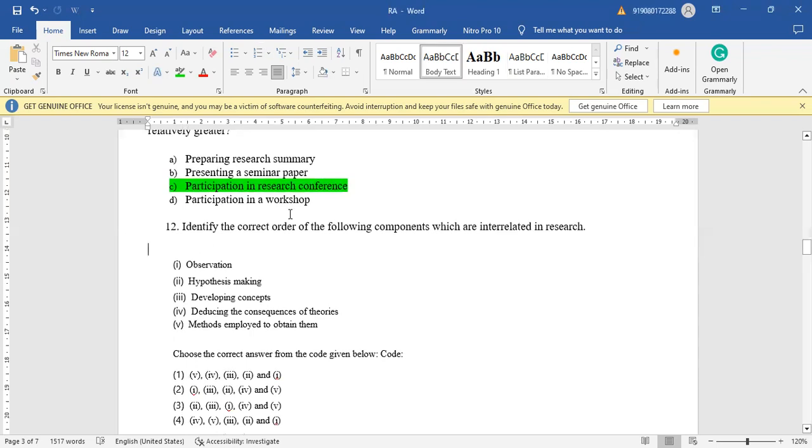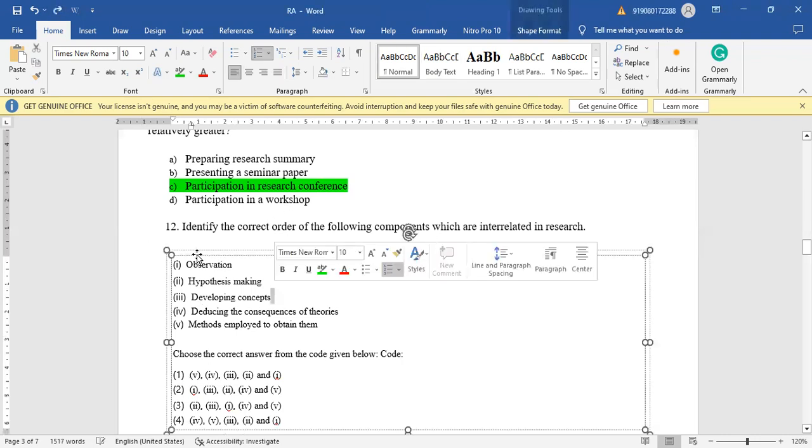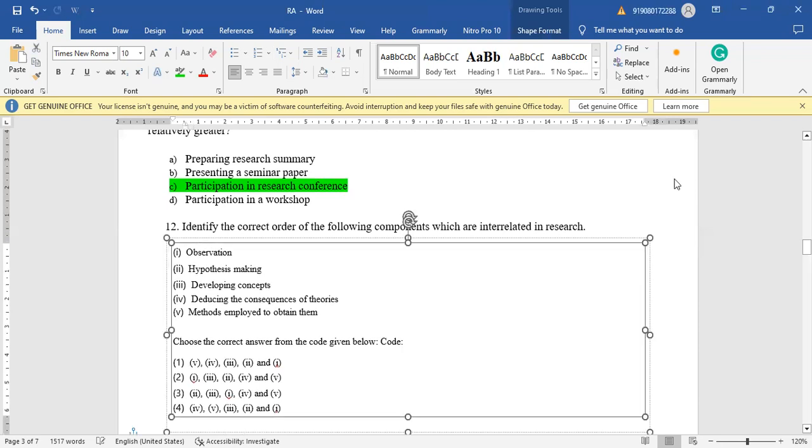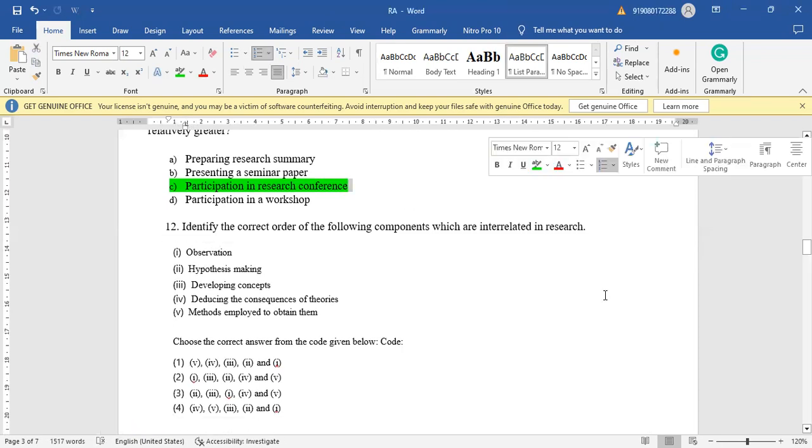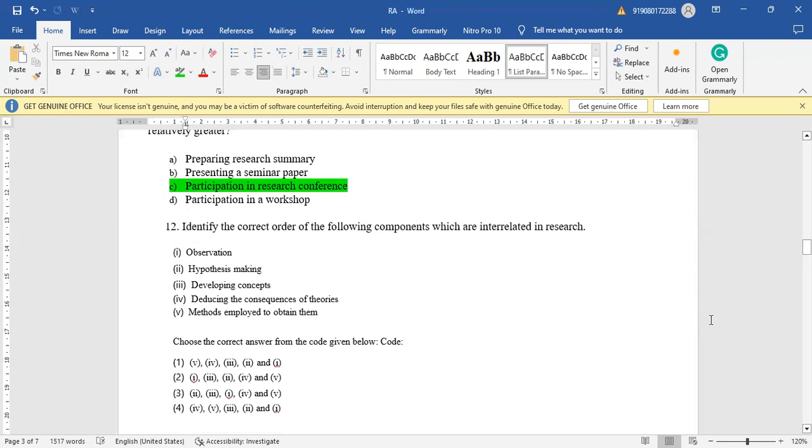Okay, 12. Identify the correct order of the following components which are interrelated in research. So again, you have to arrange it as components. What is the first step out of the 5 given? That we need to find out. Or which is the last step?